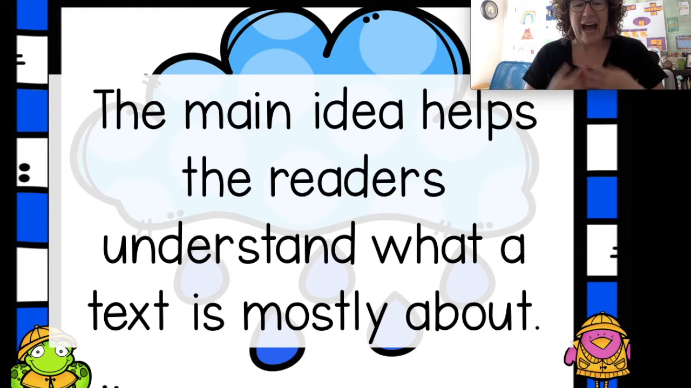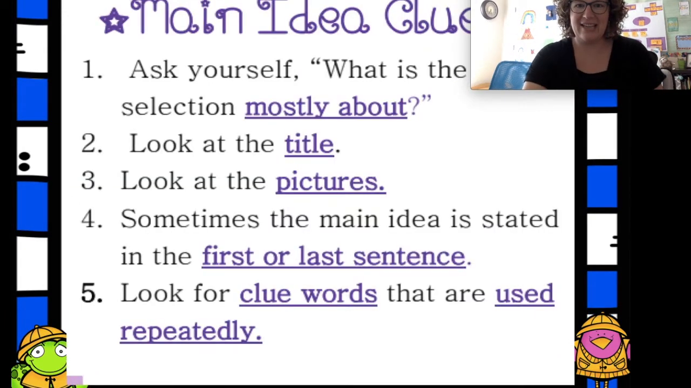When I want to think of main idea and details, I know usually it's going to be in a nonfiction text. When I'm looking for main idea, there are things I can think about to help me figure out what the main idea is, because the author's not going to say, this is the main idea. We have to use our reading detective skills to figure that out. So here are some main idea clues. First, you have to ask yourself, what is this mostly about?